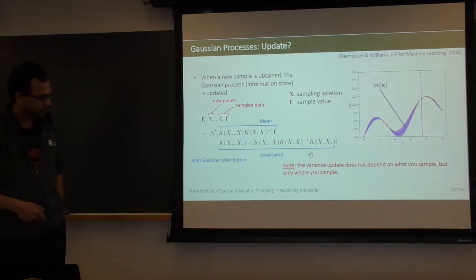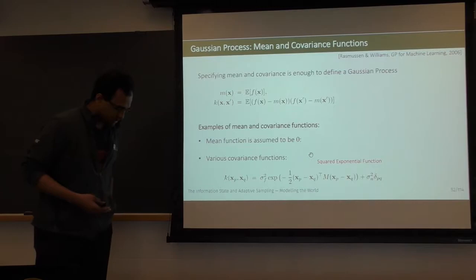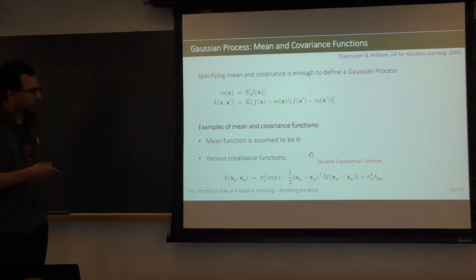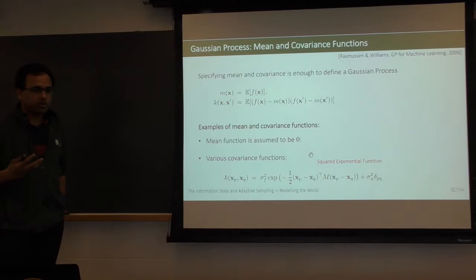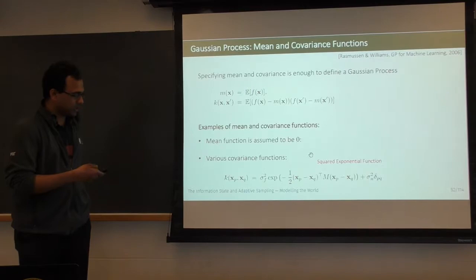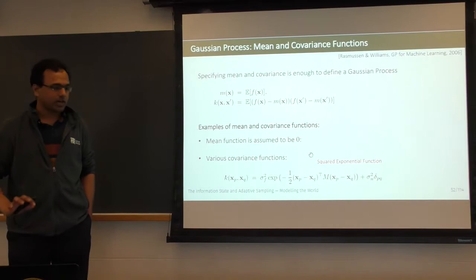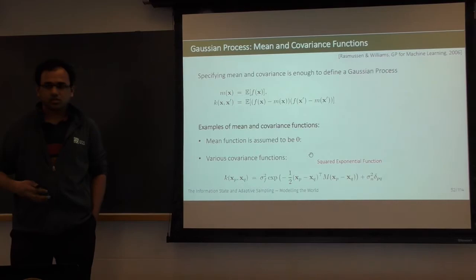Okay, so now we have defined a Gaussian process. To define a Gaussian process, it's enough to specify mean and covariance, as I said. And there are many examples of mean and covariance functions. The question is, what mean and covariance function should I choose when I'm modeling these scenarios? There are many mean and covariance functions that are used in the literature. The mean function is usually assumed to be zero. There is a technical reason for that, I won't go into it. But the covariance function has to be some sort of a richer class.